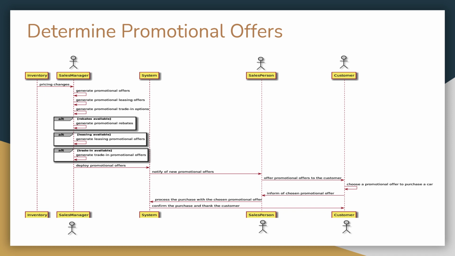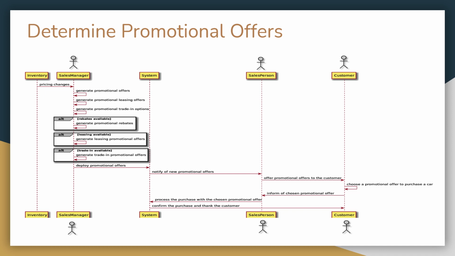Let's begin by taking a look at the key stakeholders involved in our car sales process. We have our inventory management system, sales manager, salesperson, and of course our customers. Our inventory management system plays a crucial role in our promotional offers. It enables us to track our inventory, manage pricing changes, and generate various promotional options to attract customers.